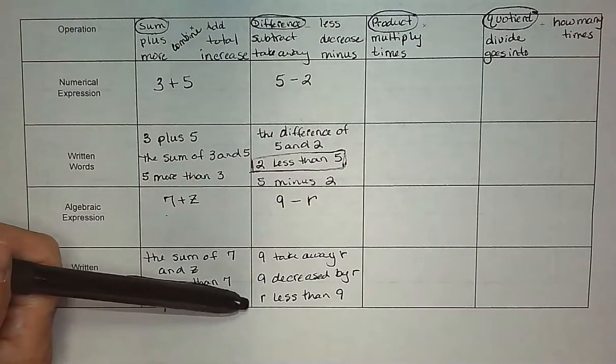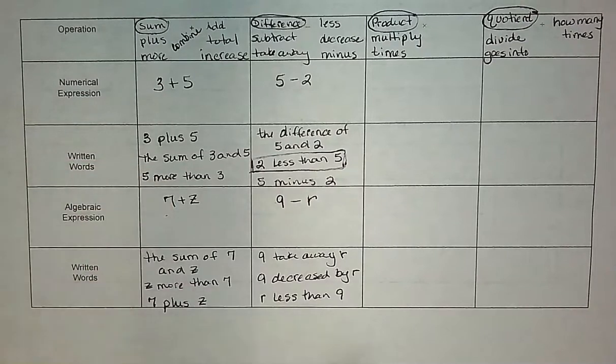And then here's that tricky one, r less than 9. That means we start with our 9 and we want r less than that. So then that's the tricky one right there.